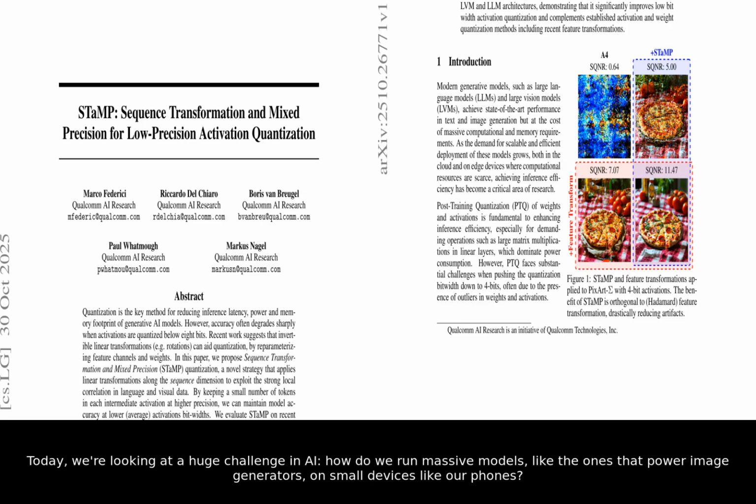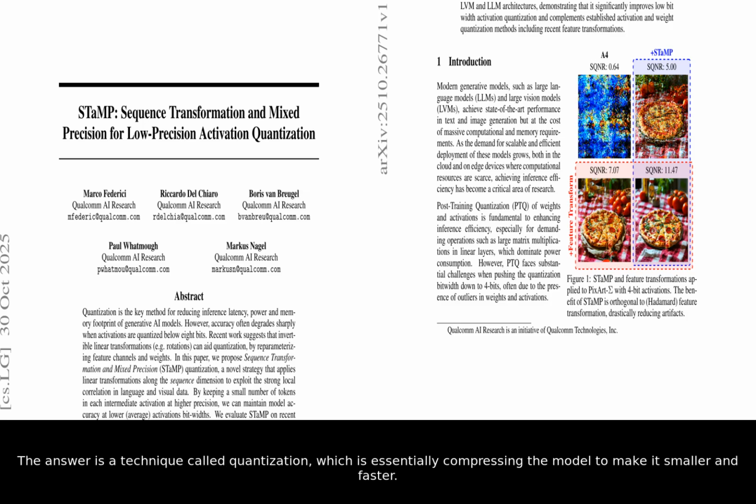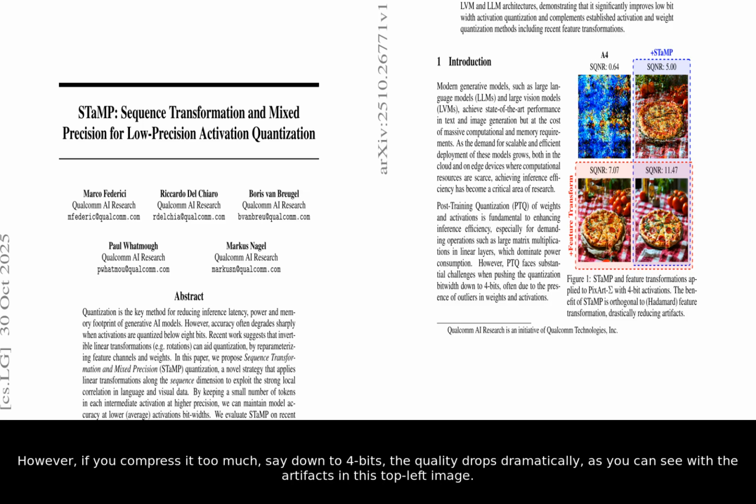Today, we're looking at a huge challenge in AI. How do we run massive models, like the ones that power image generators, on small devices like our phones? The answer is a technique called quantization, which is essentially compressing the model to make it smaller and faster. However, if you compress it too much, say down to 4 bits, the quality drops dramatically, as you can see with the artifacts in this top left image.